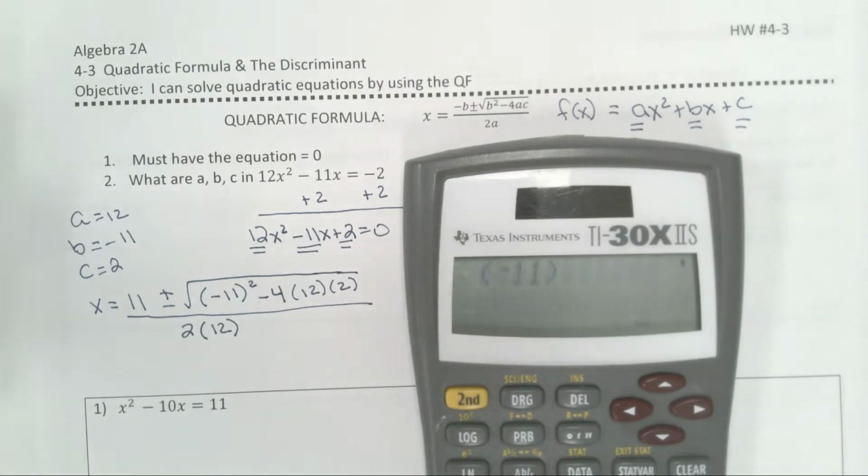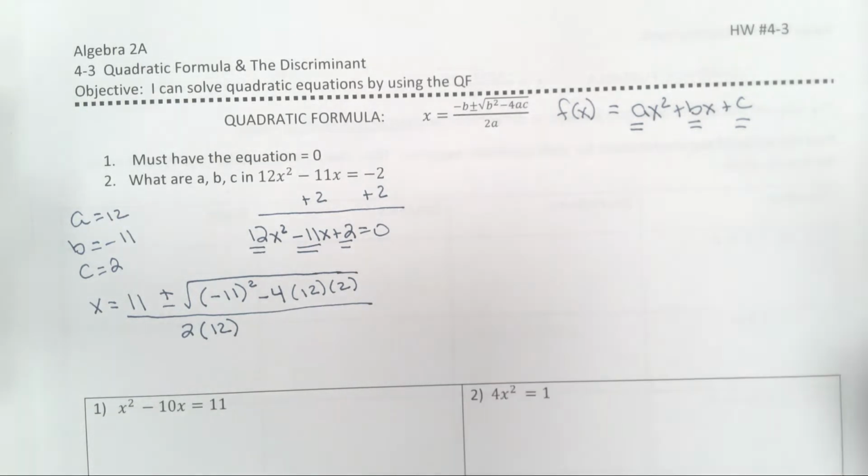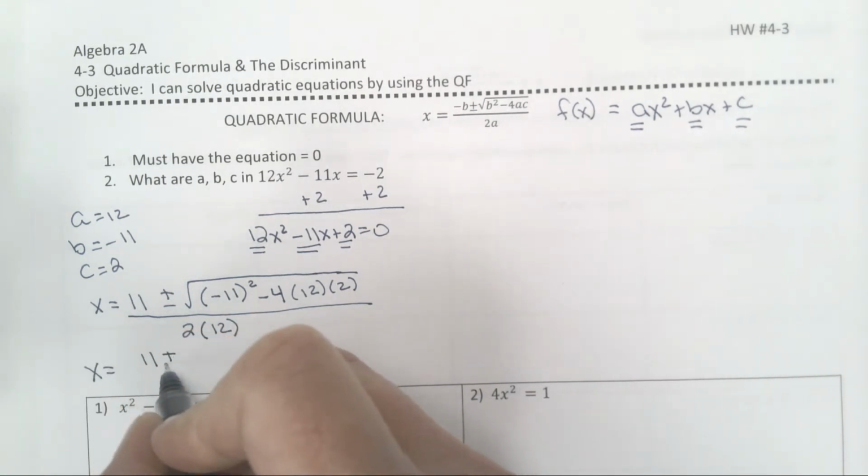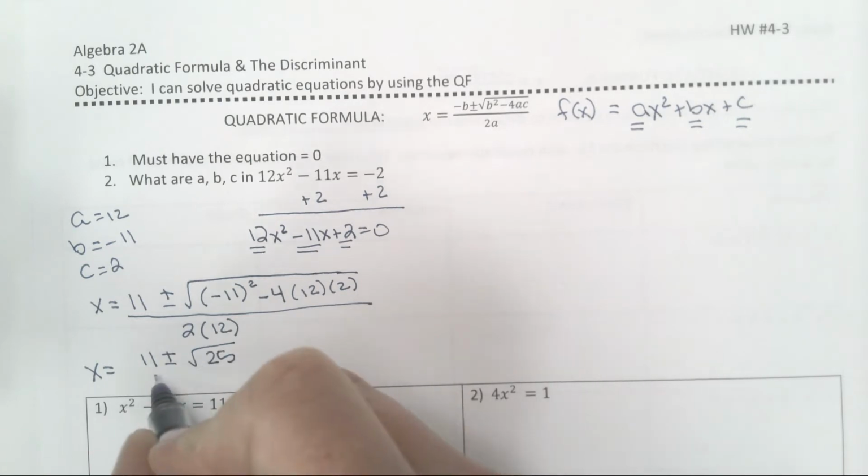Negative 11, close parenthesis, and then you're going to square it, and then you're going to hit the subtraction button, 4. You can either use times button, or you could use the parenthesis if you wanted to. The times and the parenthesis all tell the calculator that you're going to multiply it. You hit the enter key and you get 25. So x is 11 plus or minus radical 25.